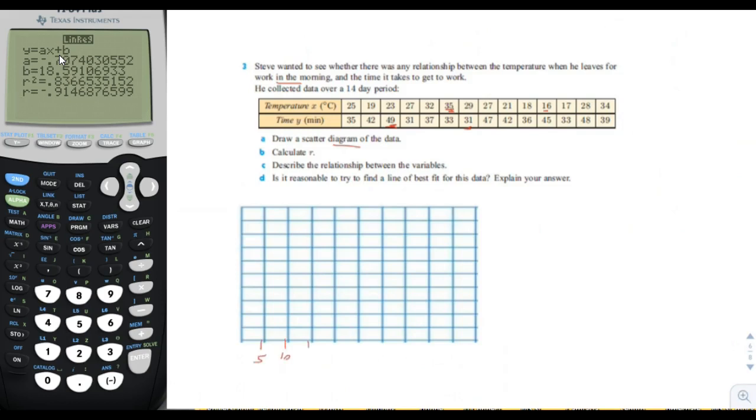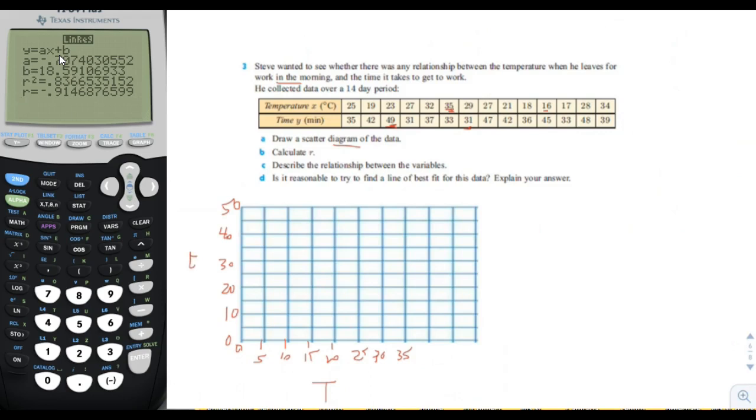Okay. So now it looks like the data ranges up to 35 in the x case: 5, 10, 15, 20, 25, 30, 35. And in the y case, it looks like it ranges up to 50. So I'll do 50, 40, 30, 20, 10, 0. Okay, so this is temperature and this is time. And so first we're going to do a scatter diagram.